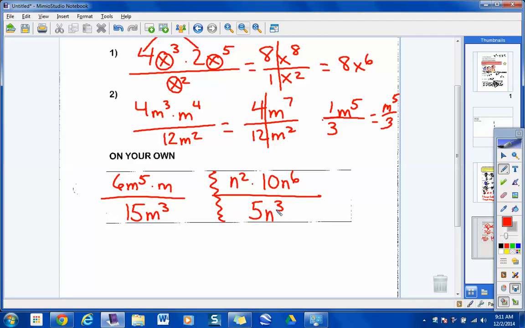Go ahead and talk here, done or not. Did anybody get an answer for the first one for me? Who's got an answer? Seth, what have you got, kiddo? 2m to the third power over 5. 2m to the third over 5.